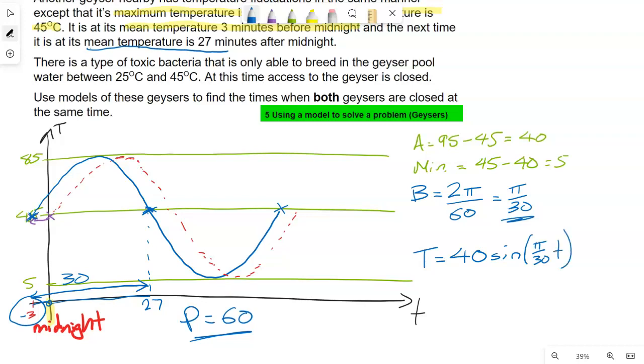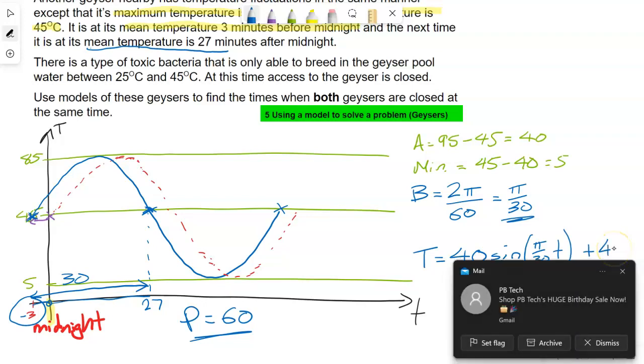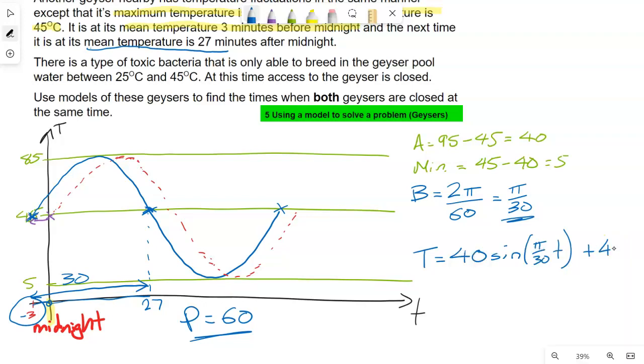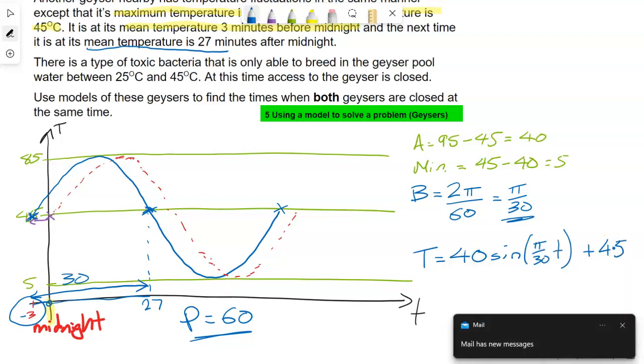Times t, and the middle or the vertical shift is, oh, I just had a notification come in there. Oh, that's annoying. That's fine. 45. Okay, just double checking that.